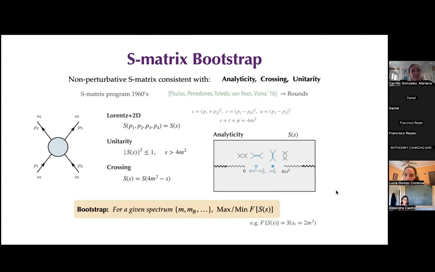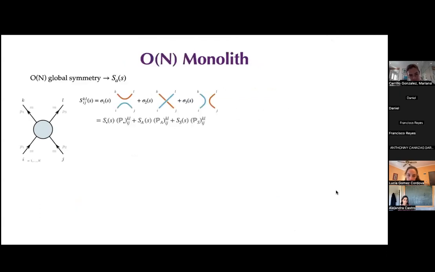Okay, so what I will tell you about is a generalization of this simplest case, in which you consider particles that transform in the vector representation of On. So we add some global symmetry, On, and now our particles carry some indices, I, J, K, L, that run from 1 to n. And this complicates things enough to have a very rich result, as I will show.